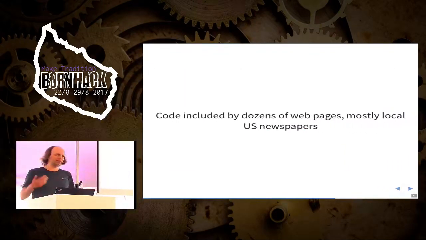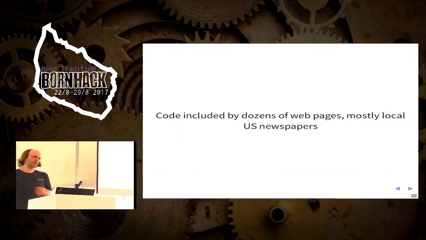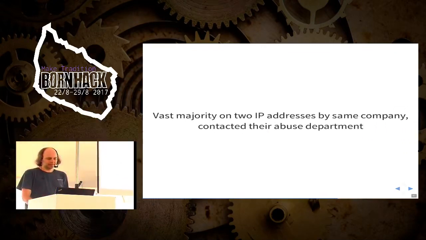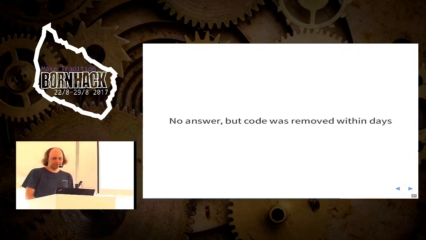At first I only looked at the log files and the referrers, so I could know which web pages were including it. It was a couple of dozen web pages, mostly US newspapers, local newspapers from throughout the country. And most of them belonged to 2 IP addresses from the same company. So I contacted their abuse department and said, you should better remove that code. They didn't answer, but they removed the code. So that's kind of fine.